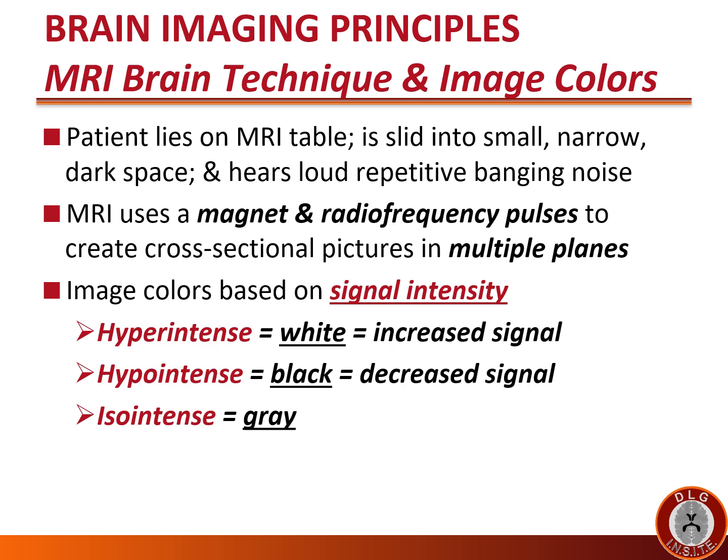MRI uses a magnet and radiofrequency pulses to create cross-sectional pictures in multiple planes. And image colors are based on signal intensity, not density like on a CT, signal intensity. Hyper-intense tissue has increased signal and is white. Hypo-intense tissue is decreased signal, is black. And iso-intense tissue is gray on an MRI scan.